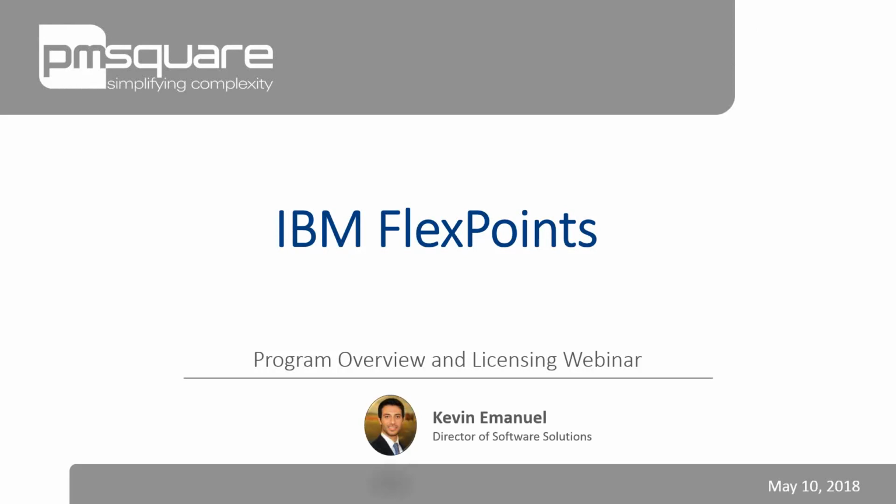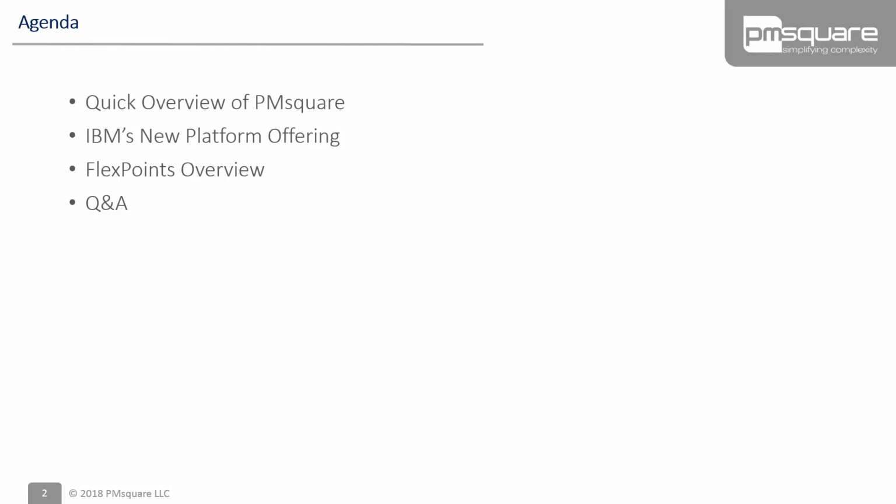So with that said, I want to go ahead and get started and talk about the agenda. I'll do a quick overview of PMsquare, just in case there's anyone on the call who may not be familiar with who we are and what we do. I'll keep that very brief, about a minute or two, and then I'll jump right into FlexPoints. Before getting to that, though, I want to talk about some of the changes that took place at the beginning of the year in terms of IBM's overall go-to-market strategy that really led to this new program being launched called FlexPoints. I'll talk about that briefly, and then we'll get into the FlexPoints overview, and then, as I mentioned, we'll get to the Q&A.